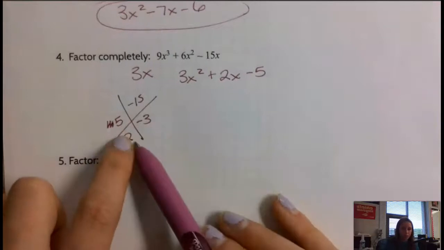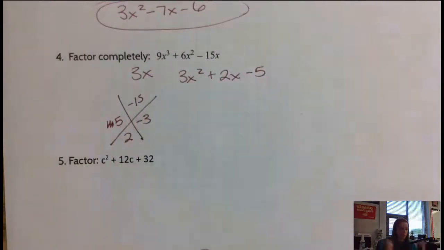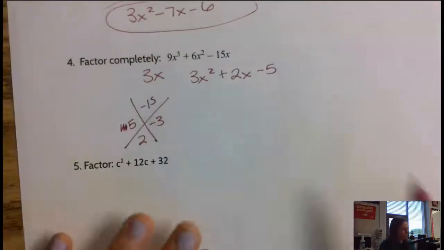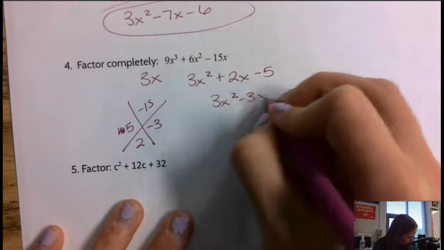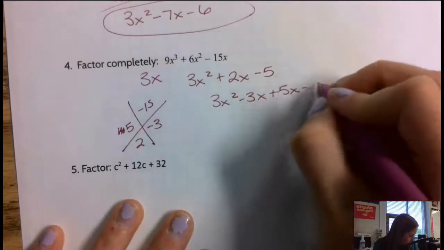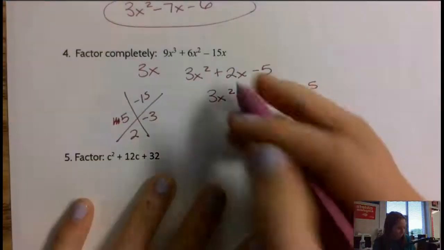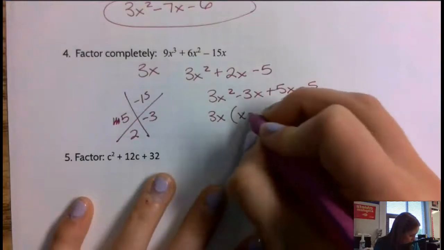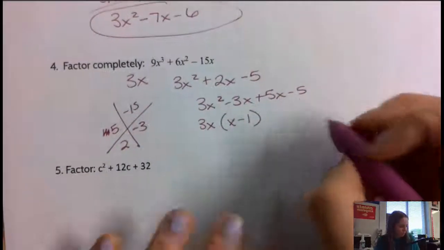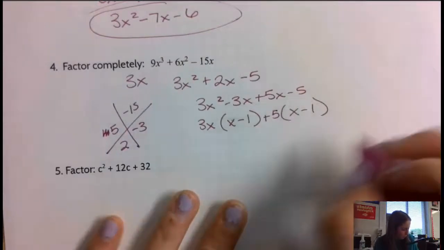Okay, so just always double check yourself. Do these add up to equal the bottom? Yes. Do they multiply to equal the top? Yes. Be careful with the signs. There we go. So now we'll rewrite this as 3x squared minus 3x plus 5x minus 5. Greatest common factor is a 3x. So we'd have x minus 1. Over here, greatest common factor is a 5. So that'd be x minus 1.